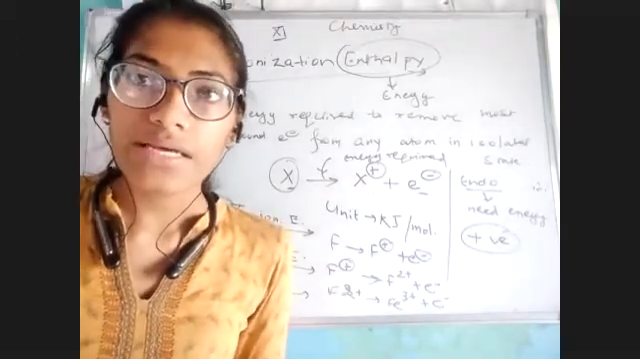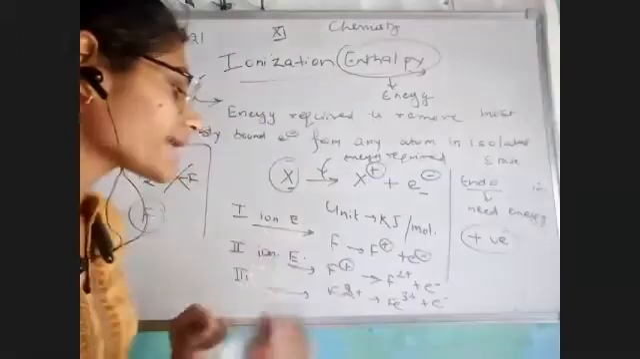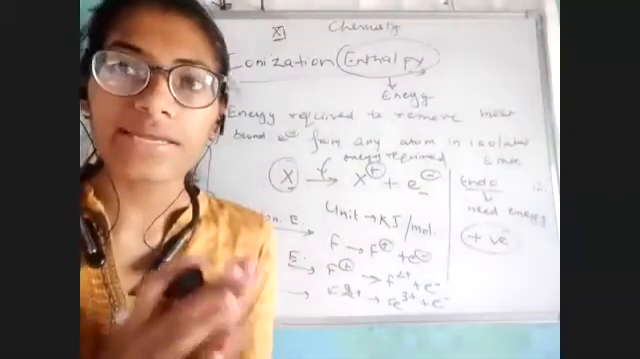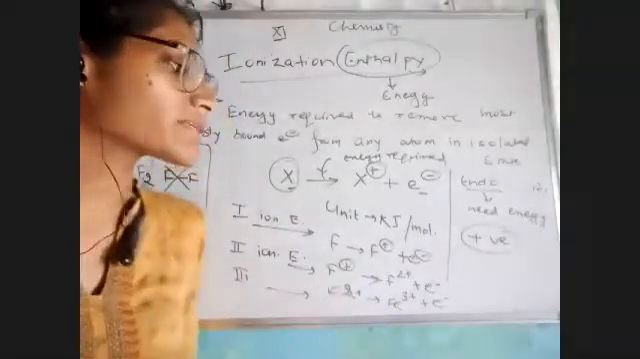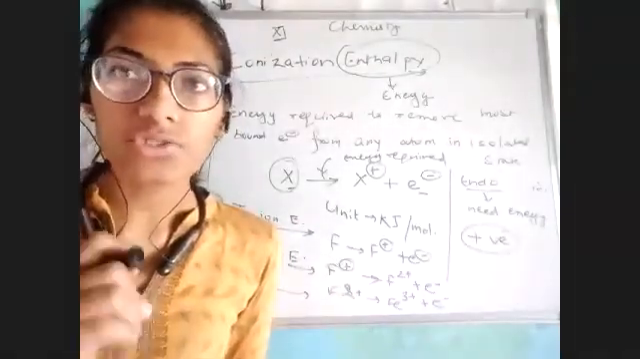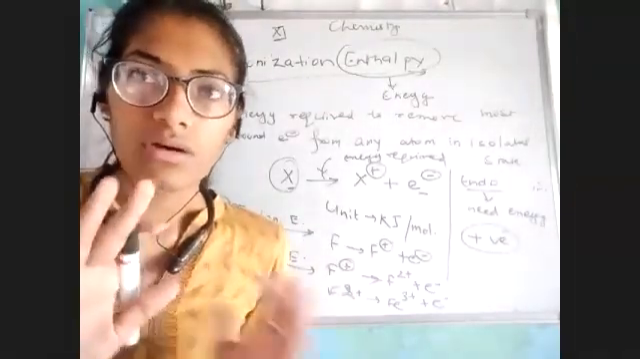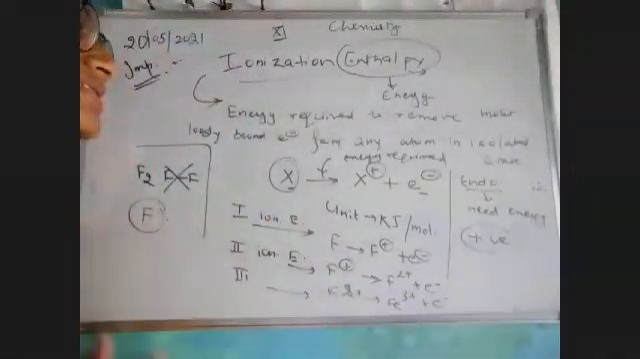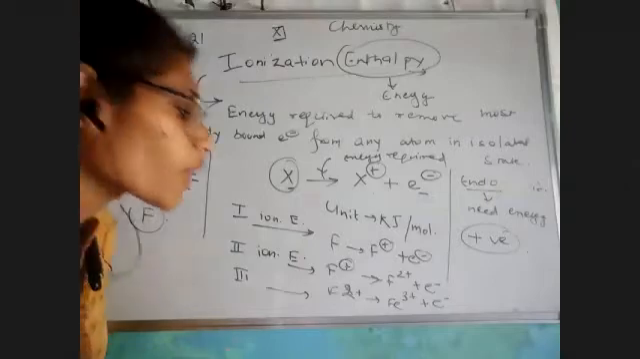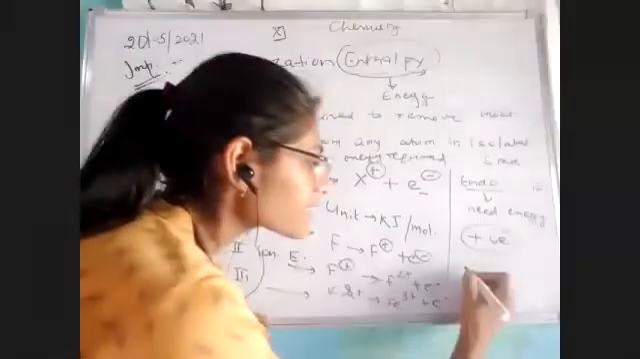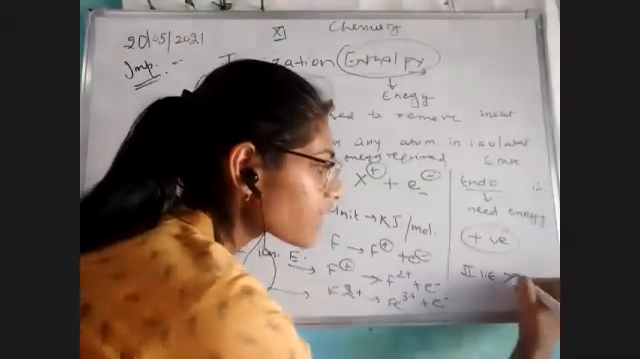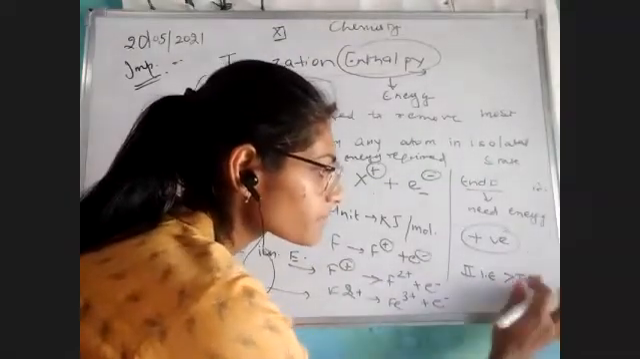Now the point here arises, which ionization enthalpy is higher in its unit. Among these three ionization enthalpies, which one should be high? That should be a query arising in your mind, which of these three should be more. So quite obviously the second ionization enthalpy is greater than first ionization enthalpy.